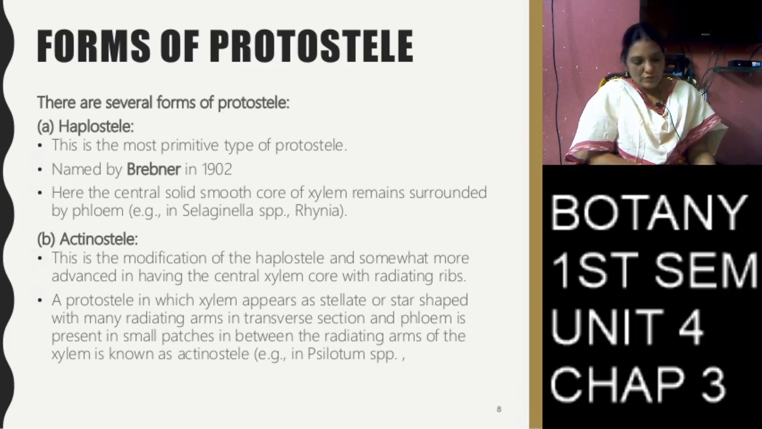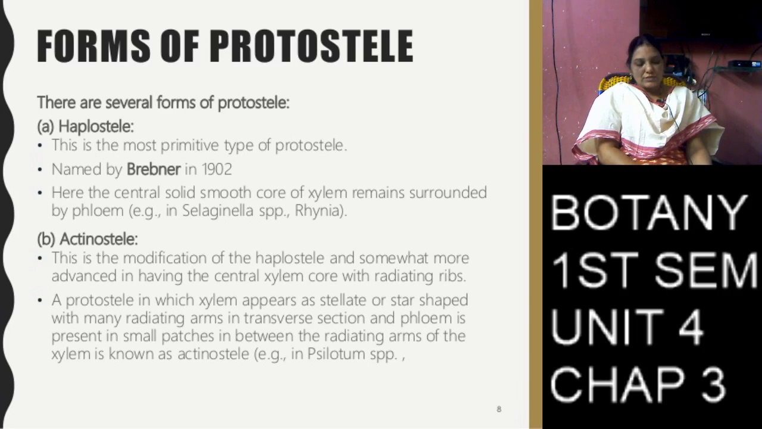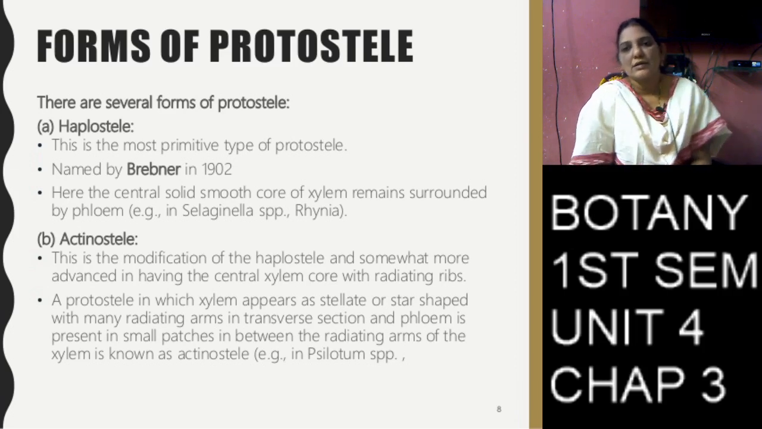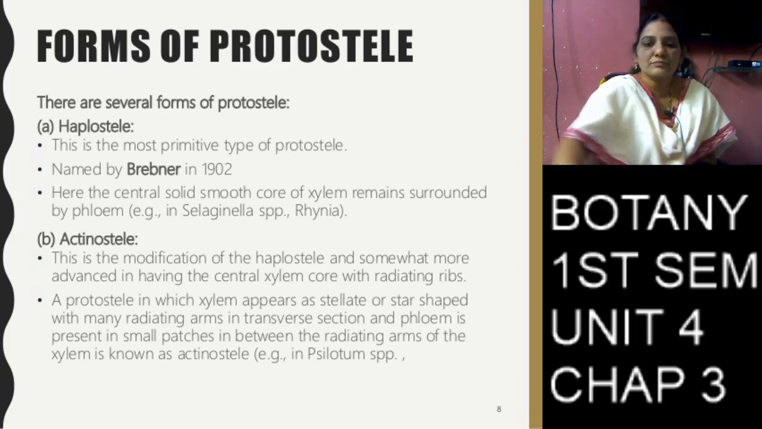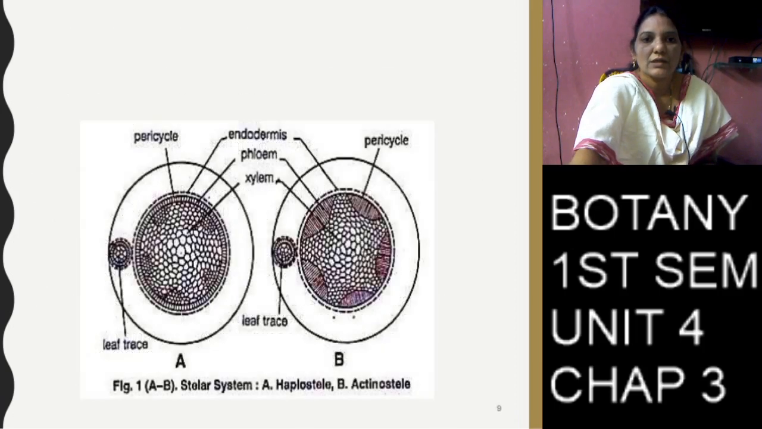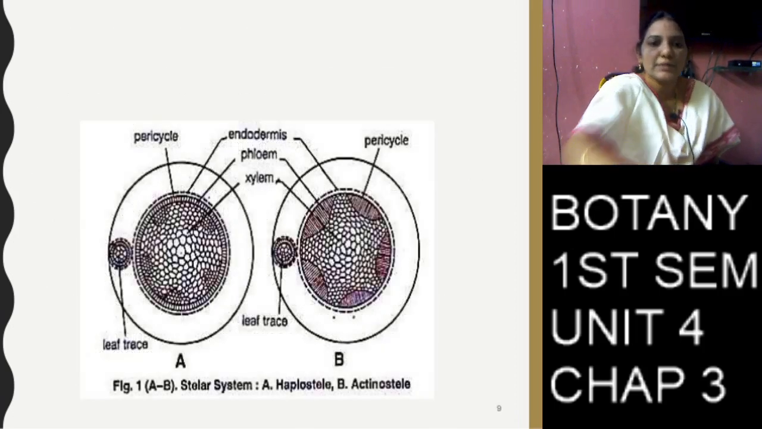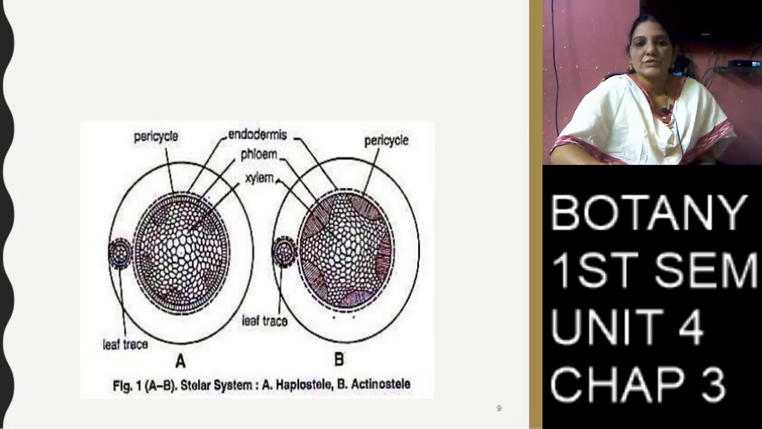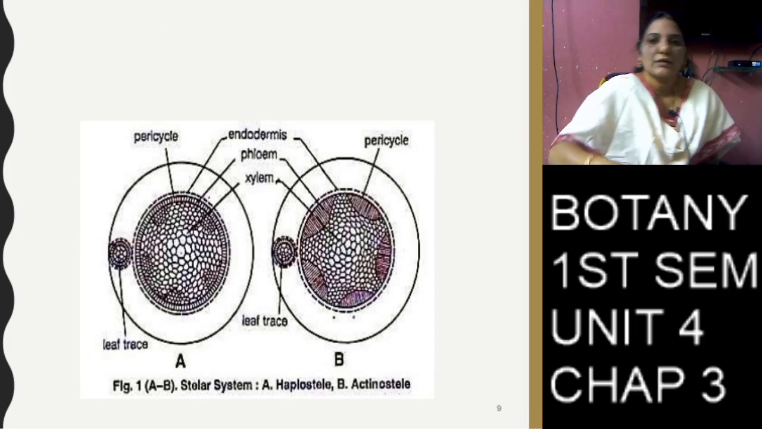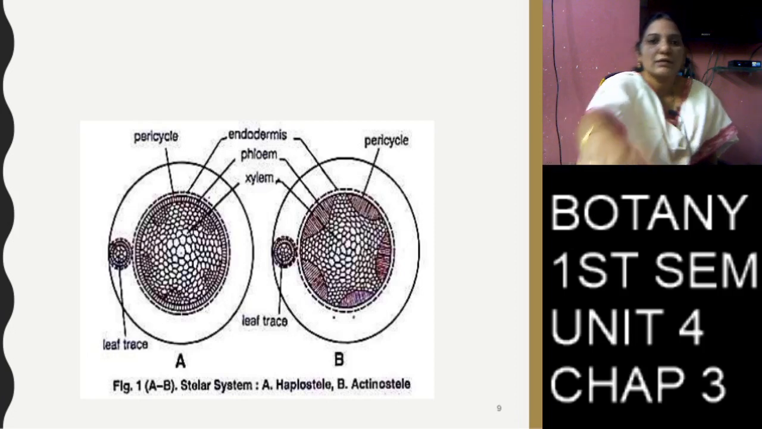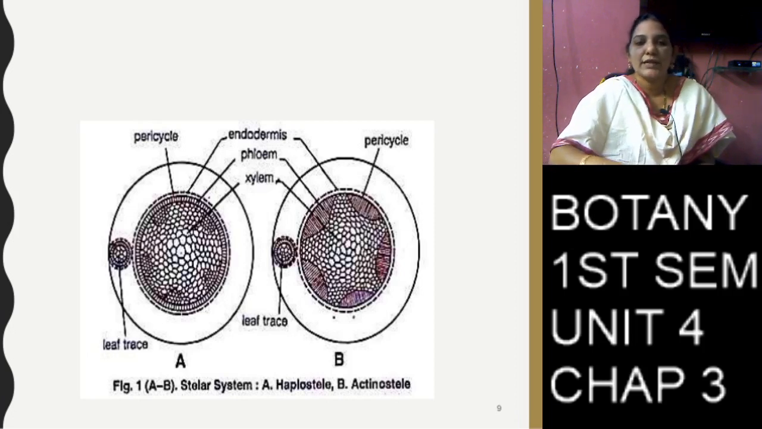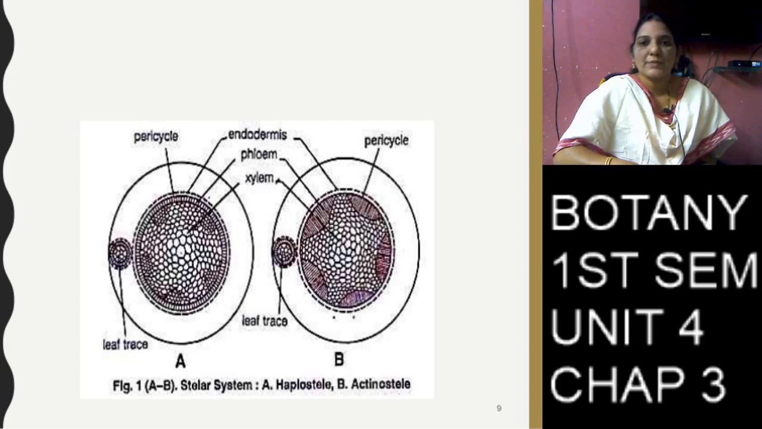Actinostele, for example Lycopodium serratum. In this type of stele, the xylem is in a star-shaped structure, the xylem is present in the middle of the stele and the phloem covers the xylem. This type of stele is called actinostele.